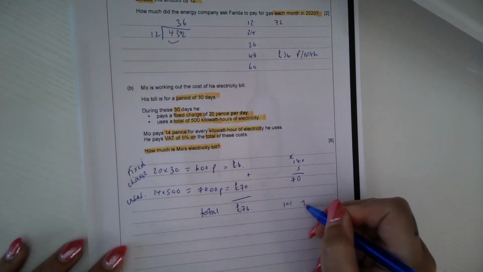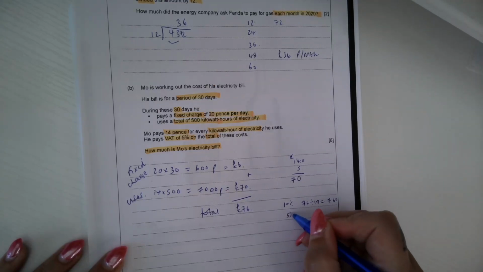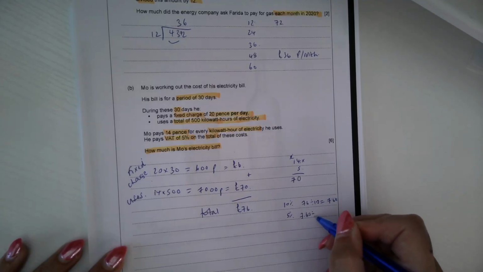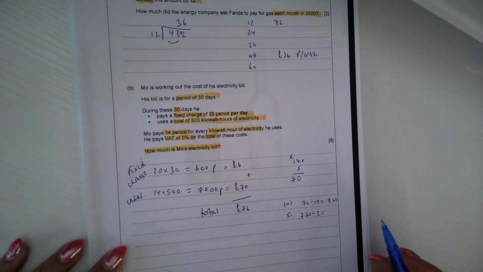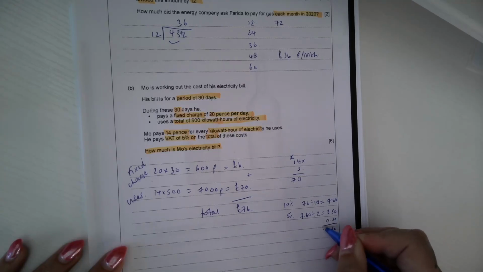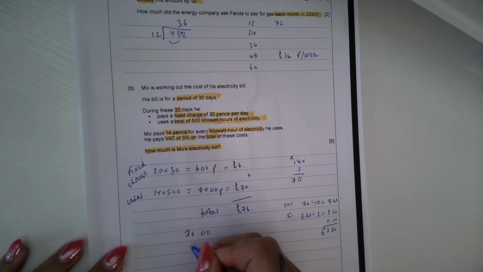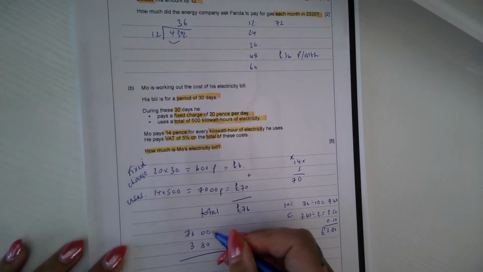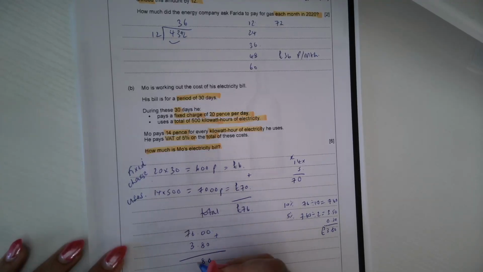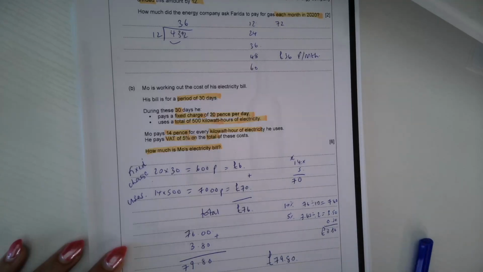So 10% of 76, we divide by 10, which is £7.60. 5% is half of that, so £7.60 divided by 2, because 5 is half of 10. So half of £7 is £3.50. Half of that 60 pence is 30, so that is £3.80. So we're going to add that £3.80 to our total. So £76 plus £3.80. 0 plus 0, 0 plus 8, 6 plus 3, 7 plus 0. So the total cost of his bill is £79.80.